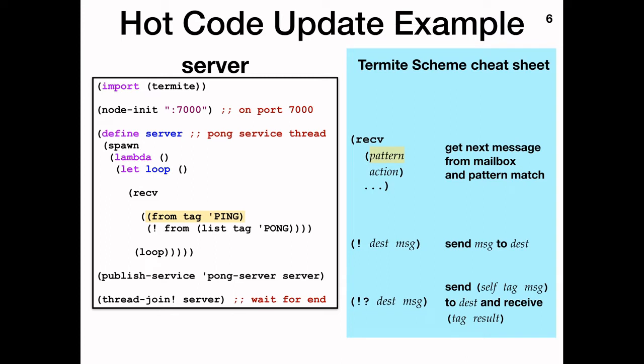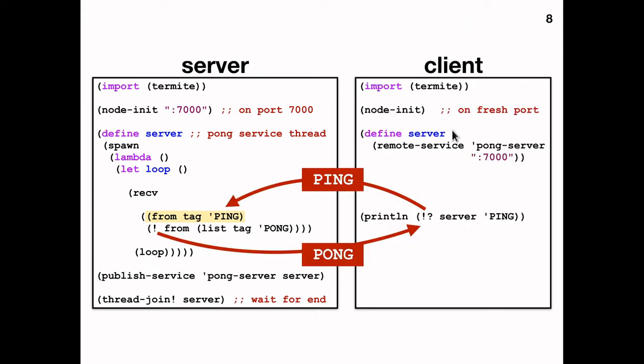The main procedure that does the receive is the receive macro here, which allows a pattern match on the received message. The server loops over every message and replies to all of them. When it receives a ping message, it replies pong directly to the client. So there's the ping and we receive a pong.